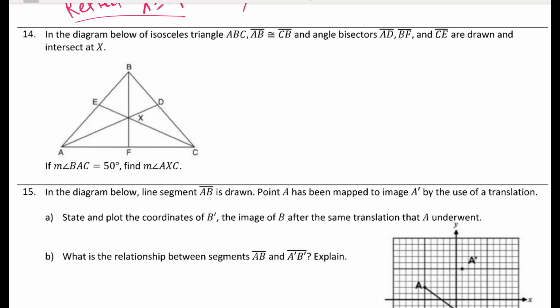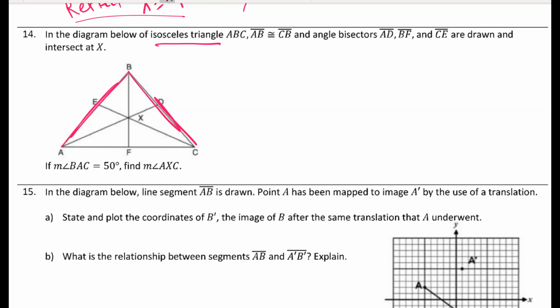Number 14. In the diagram of the isosceles triangle below, AB is congruent to CB, and angle bisectors AD, BF, and CE are drawn.